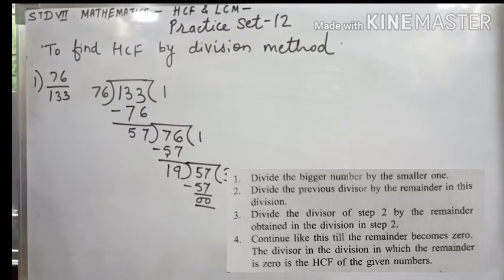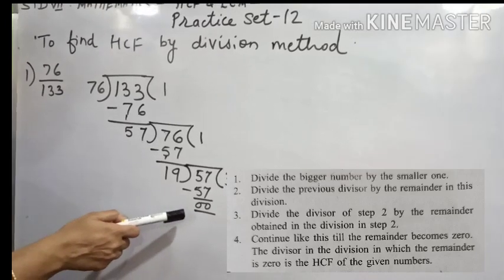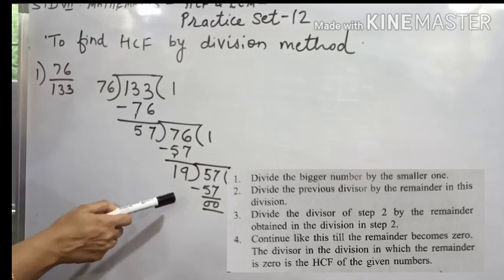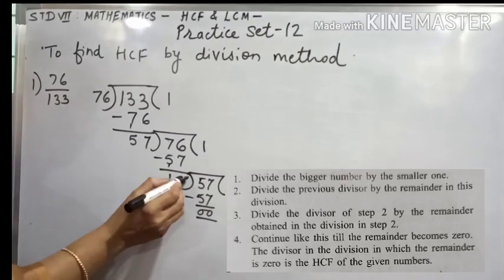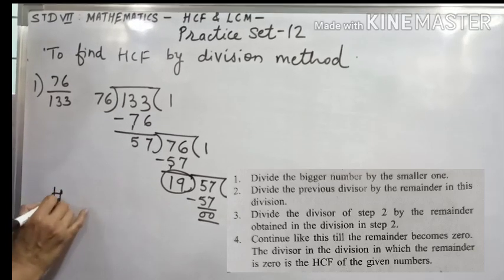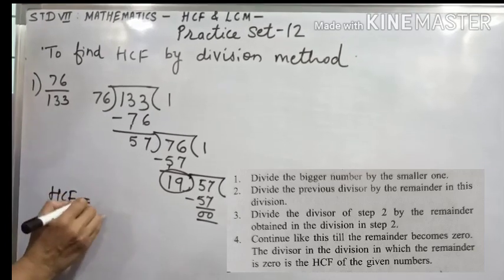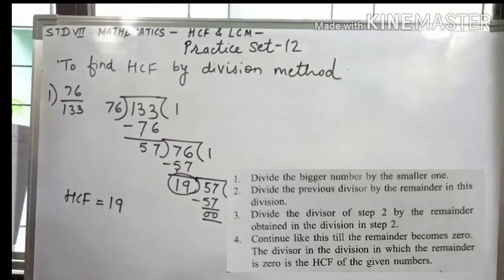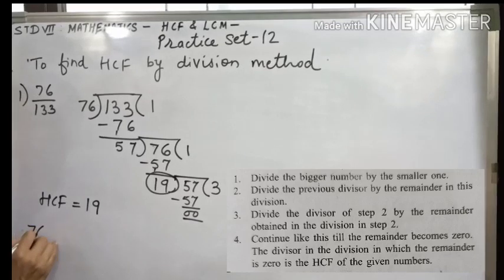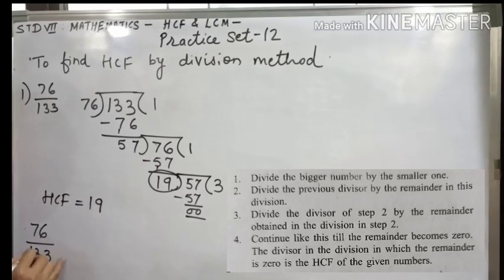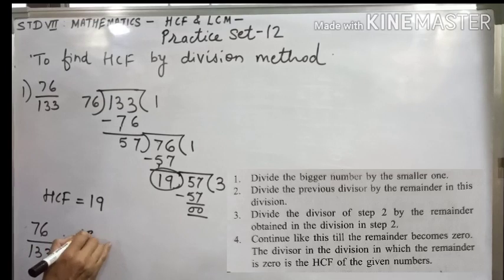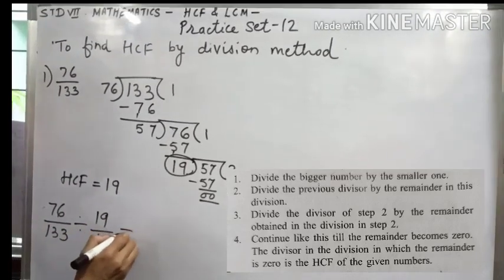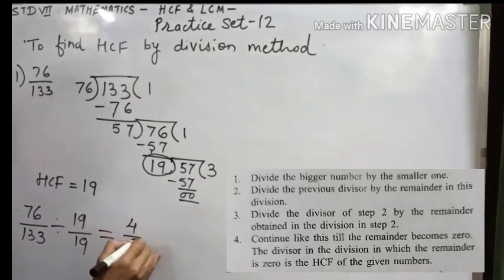Where the division comes or remainder comes 0, the divisor is said to be the HCF. So here the last step, here the divisor 19 is the HCF of 76 and 133. So in reduced form, if you want to write 76 divided by 133, so reduced form will be, both these numbers if you divide by 19, the reduced form will be 4 upon 7.